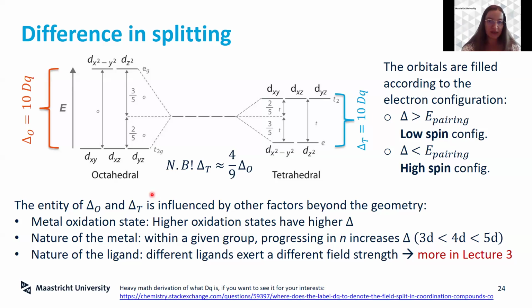And different ligands will exert a different strength. So the interaction will be stronger or weaker, which will make this jump bigger or smaller. So you cannot consider all the ligands at the same time. But this we're going to see in lecture 3 as we go on a slightly more advanced version of this option.